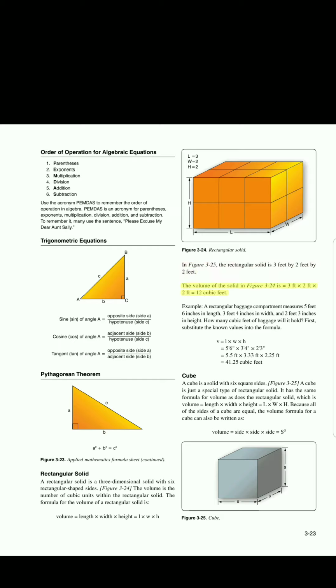The volume of the solid in figure 3-24 equals 3 feet times 2 feet times 2 feet equals 12 cubic feet. Example: a rectangular baggage compartment measures 5 feet 6 inches in length, 3 feet 4 inches in width, and 2 feet 3 inches in height. How many cubic feet of baggage will it hold? First, substitute the known values into the formula. V equals L times W times H equals 5 feet 6 inches times 3 feet 4 inches times 2 feet 3 inches equals 5.5 feet times 3.33 feet times 2.25 feet equals 41.25 cubic feet.